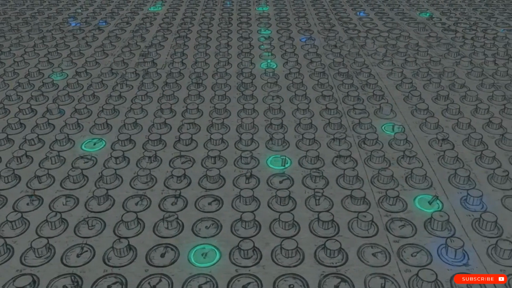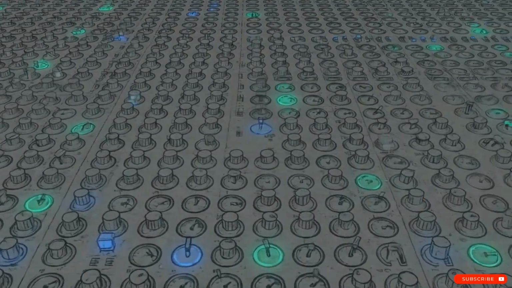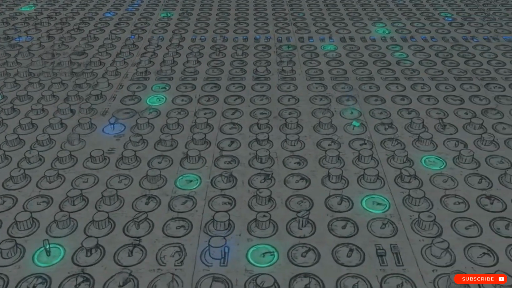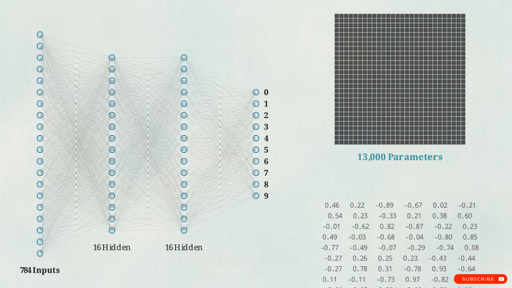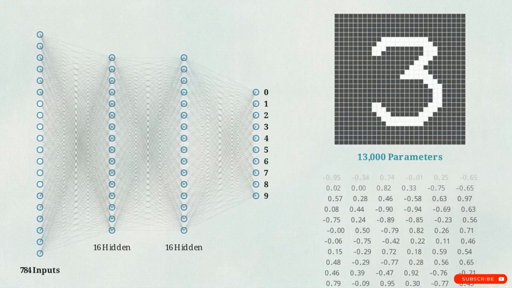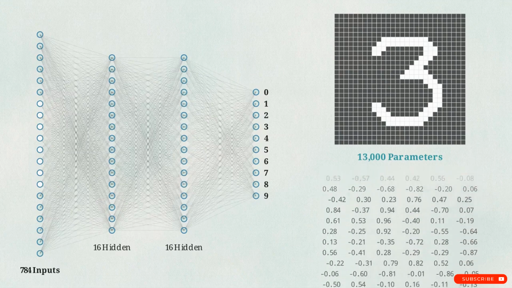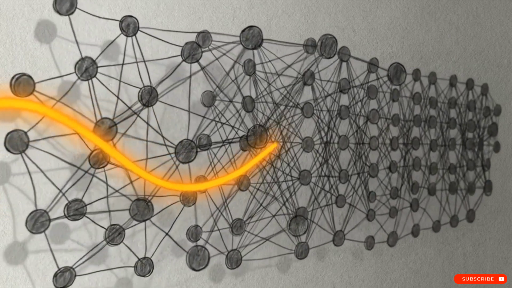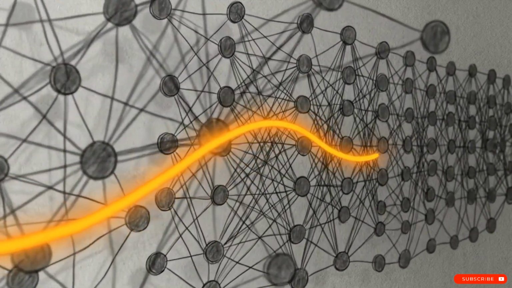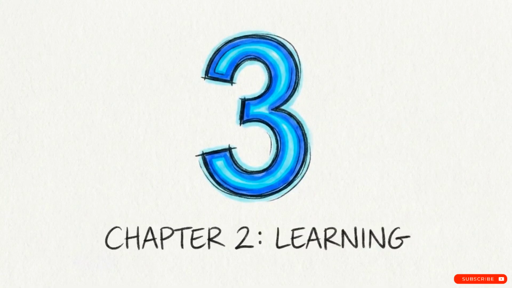In this specific model, with 2 hidden layers of 16 neurons, there are exactly 13,000 individual weights and biases. These 13,000 parameters are the dials and knobs that define the network's behavior. They are the values that determine if the system can accurately recognize a handwritten 3. We have now defined the structure of the function, but these parameters are currently random. Machine learning is the process of finding the exact settings for these 13,000 numbers, so the network actually solves the problem, which is exactly what we will cover in the next video.